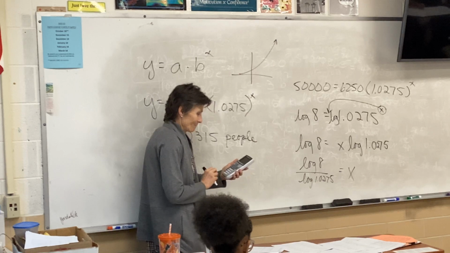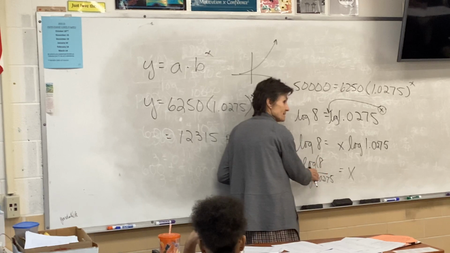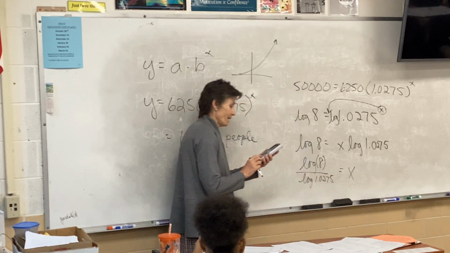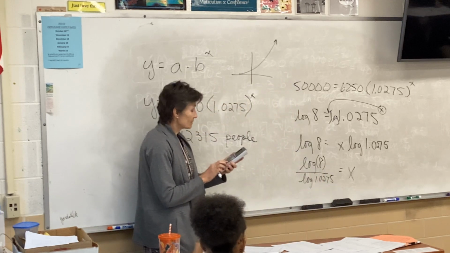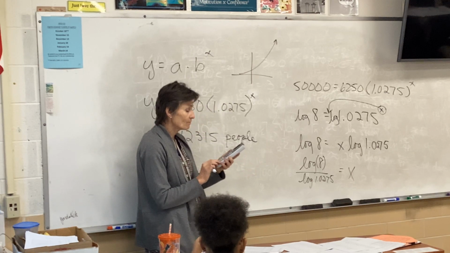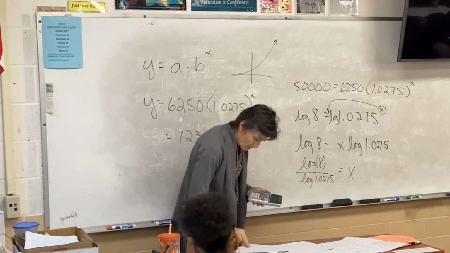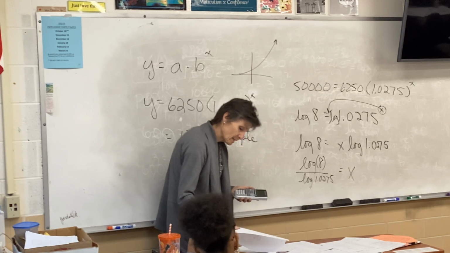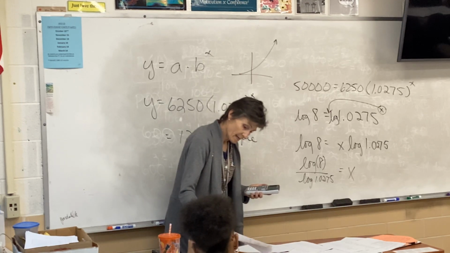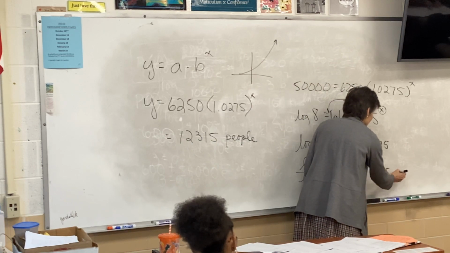Those of you that have older calculators like mine, when you hit log, it's going to put that parenthesis in automatically, which is fine. Make sure you close it before you do divided by. So log 8, close parentheses, divided by log 1.0275. What was the question? When is it going to be 50,000? So remember, when did we start measuring? 1890. So X, I got about 76.65 years.